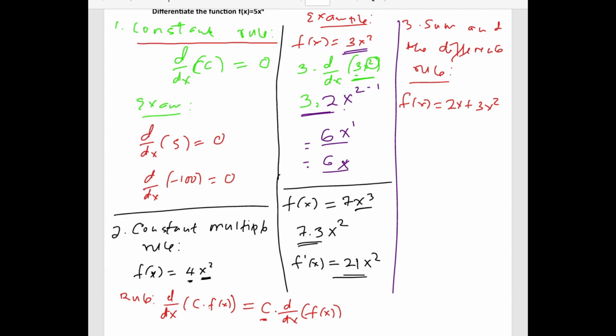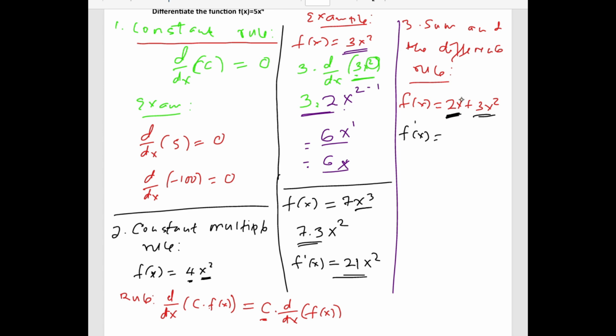What you need to do is very simple. When you're adding or subtracting these functions, you just differentiate each part separately. You come to this part and differentiate it separately, then you come to the other part and make sure you also differentiate it separately. So you're going to have f prime of x here, and then you differentiate this one separately.